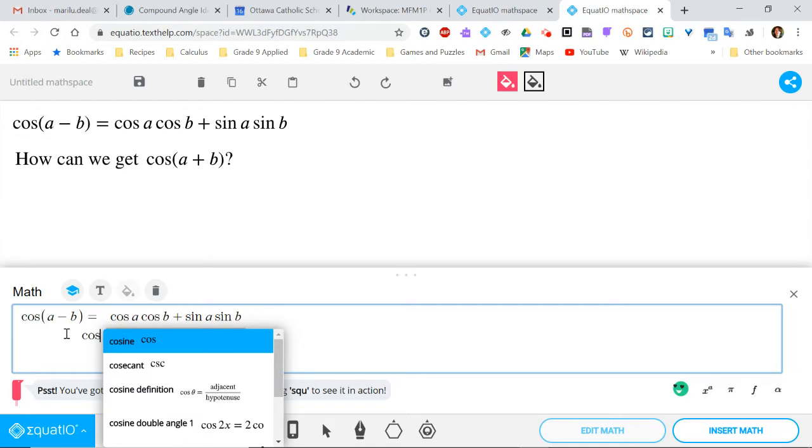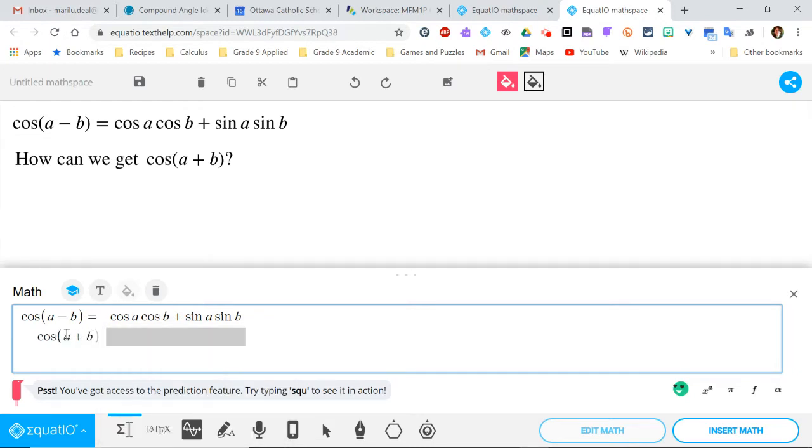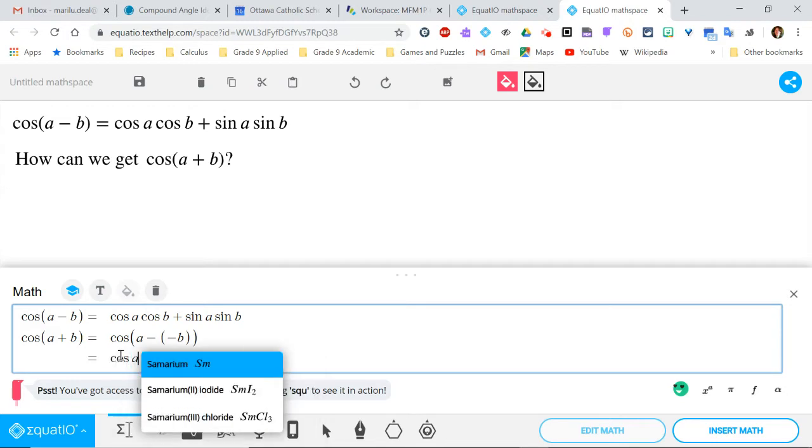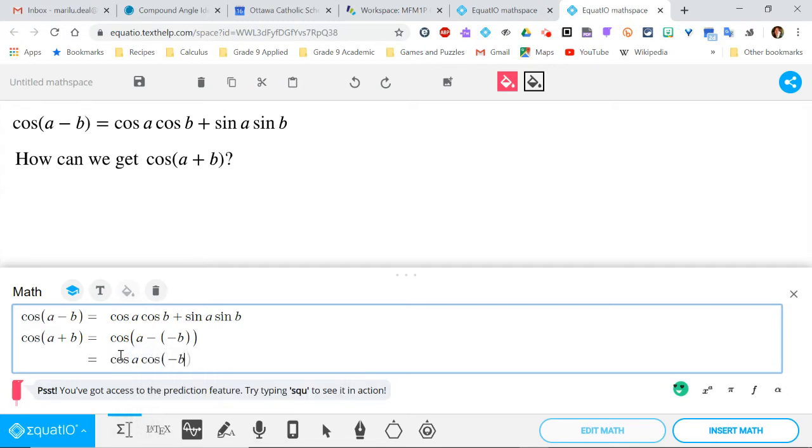Then I'm going to go to a new line, and I'm going to start by writing cos of A plus B, and that can be rewritten as the cosine of A minus negative B, which we can manipulate so that it looks like cos A minus B. So when I expand that, I'm going to have cosine A cosine of negative B plus sine A sine of negative B.